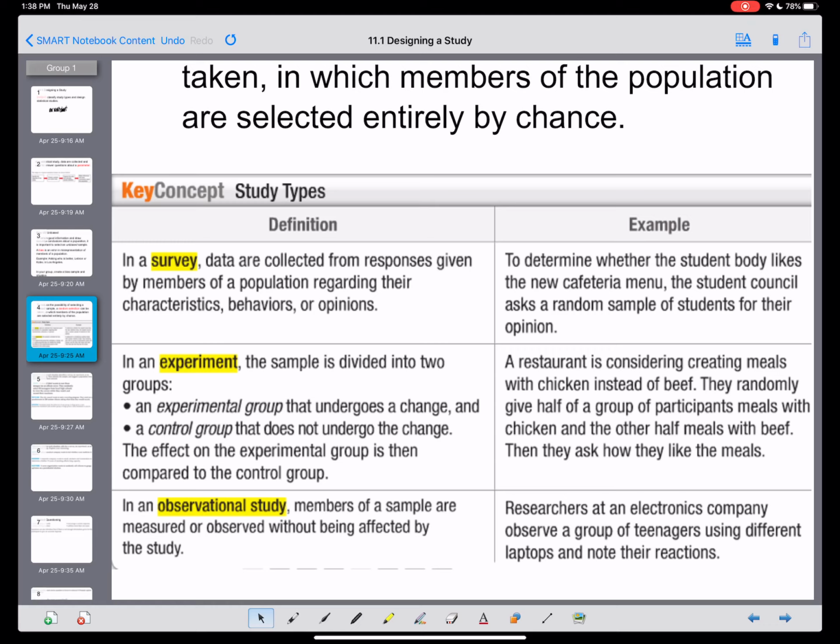And then finally, in an observational study, you're just watching them. Observational is you're literally just watching them do something. You're not asking them anything, you're not giving them anything, you're just watching how they react. You're just watching them.